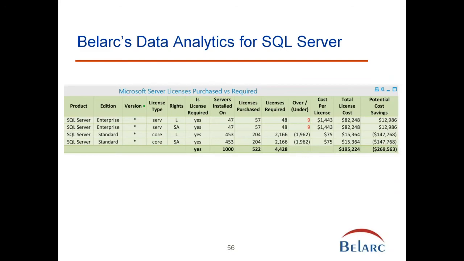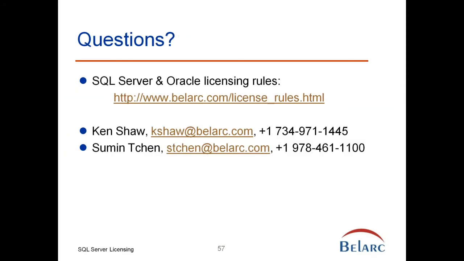And finally, a screenshot of an effective license position, which brings together the data from the previous report and your entitlements, and does a reconciliation to show you where you're under licensed and where you're over licensed. And with that, I'll turn it over to Sumin to open things up for questions.